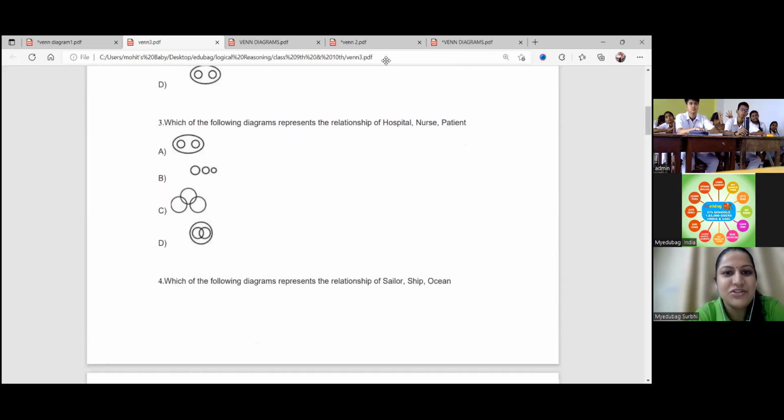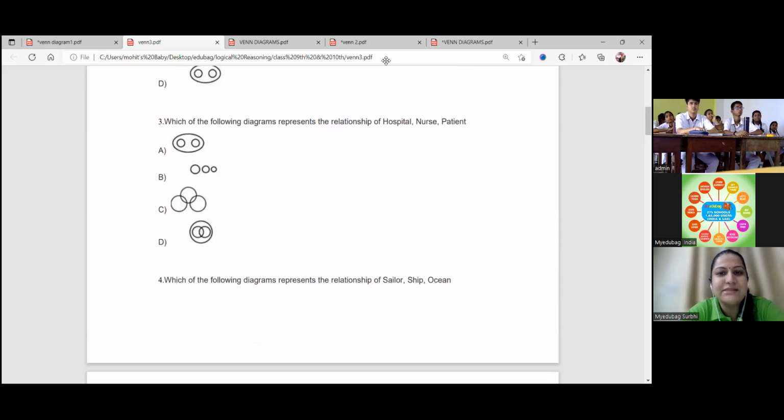Okay. Which of the following diagrams represents the relationship of hospital, nurses, and the patients? And D. D. Okay. One is saying 2, 3, 4. I need one answer. D, because in hospital there are nurses and the patients also.